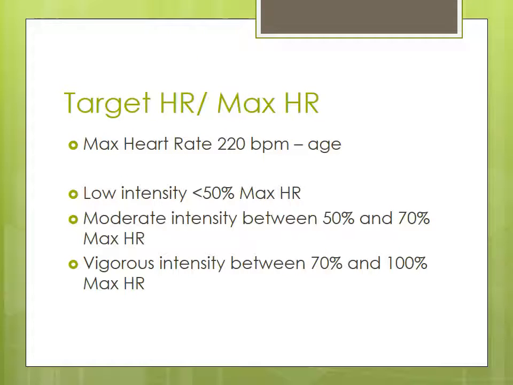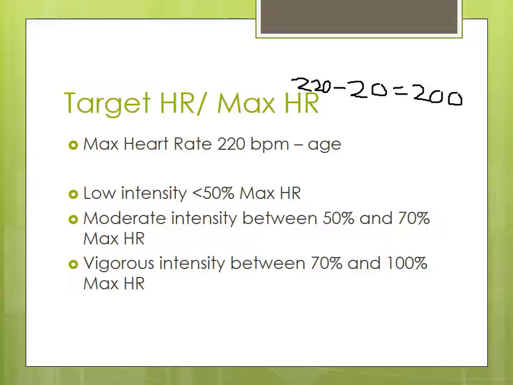Heart rate, or percentage of maximum heart rate, is also a useful way to measure exercise intensity. You can calculate your maximum heart rate by using the formula 220 minus your age. So for example, if you were 20 years old, it would be 220 minus your age, which would equal 200. That is an estimate of that person's maximum heart rate.